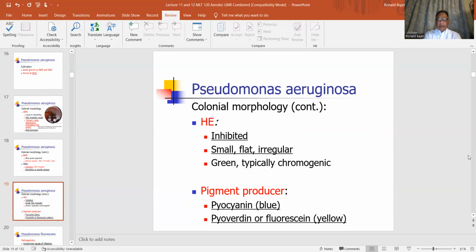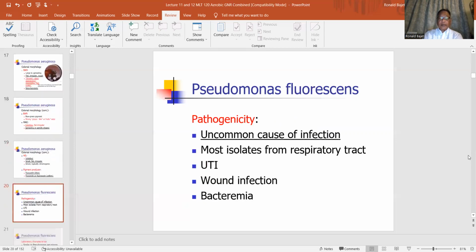On HE, it's inhibited and won't grow. It's a pigment producer. Know the pigments of Pseudomonas aeruginosa. It has pyocyanin, which is the blue, and then it also has pyoverdin or fluorescein, yellow. So Pseudomonas aeruginosa has the blue pigment and the yellow pigment, pyoverdin and fluorescein.